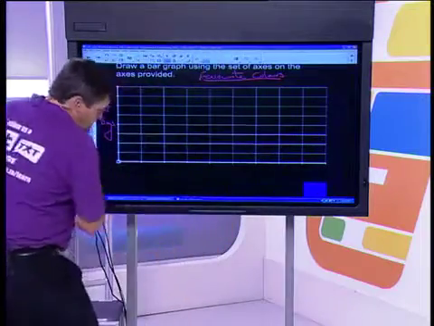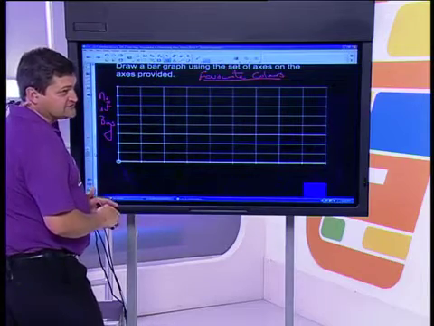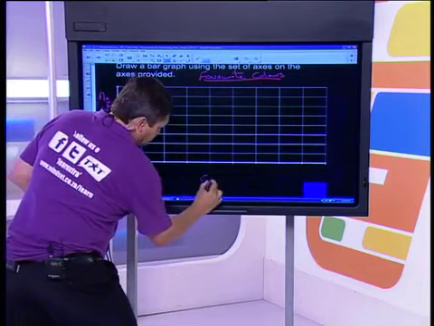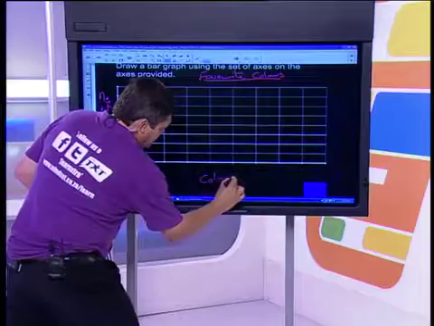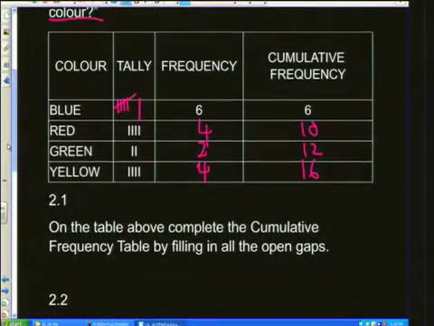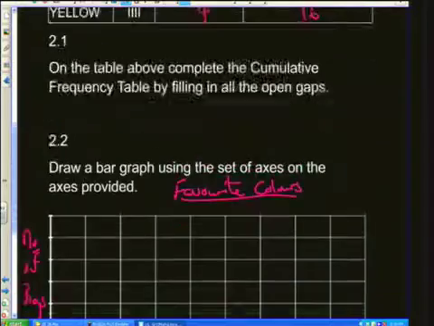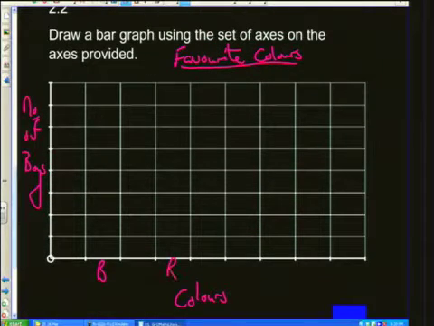Now, what are we going to put as our label on our horizontal axis? The different colors. Cool, nice, I like that. And what were our colors? Can we remember? Blue, red, green, and yellow. Okay, so we're going to have blue, then red, then green, then yellow. Brilliant.